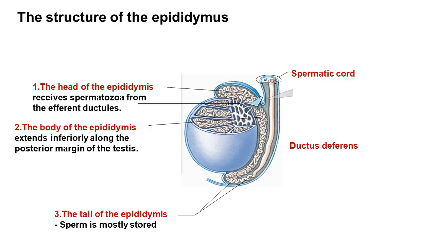Okay, here is the structure of epididymis. As you can see that there are 3 parts in the epididymis: the head, the body, the middle part, and the tail of epididymis. Okay. It is a coiled tube, right?